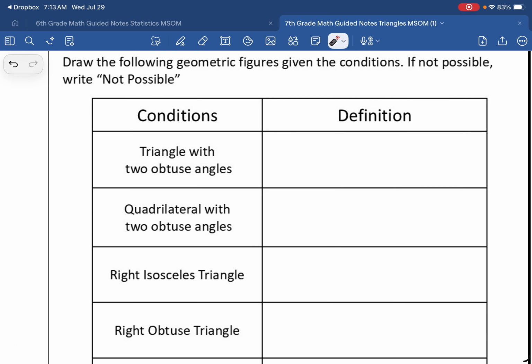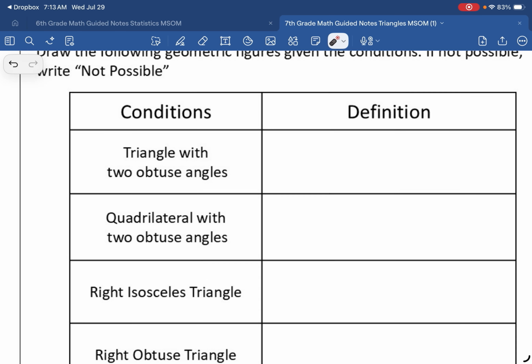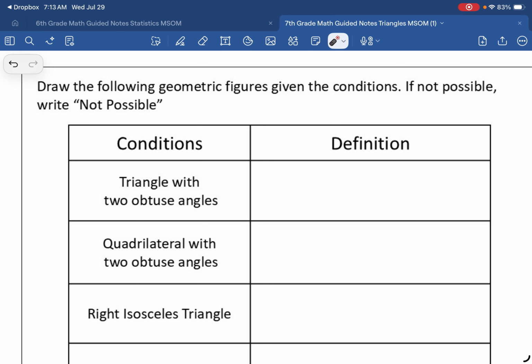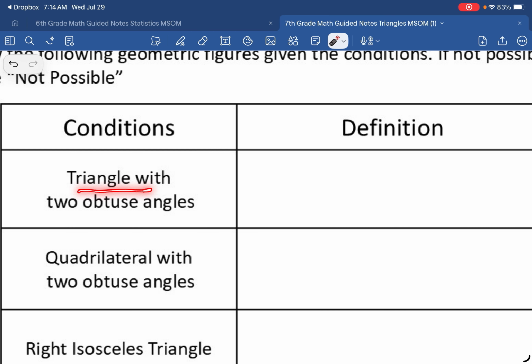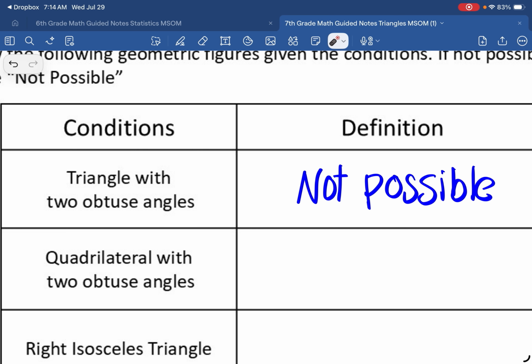Okay, this page is an example of something I really want you to do before I give you the answer. So it says, draw the following geometric figures given the conditions. If not possible, write not possible. So I want you to try and draw a triangle with 2 obtuse angles. Hit pause and try that now. A triangle with 2 obtuse angles is not possible.